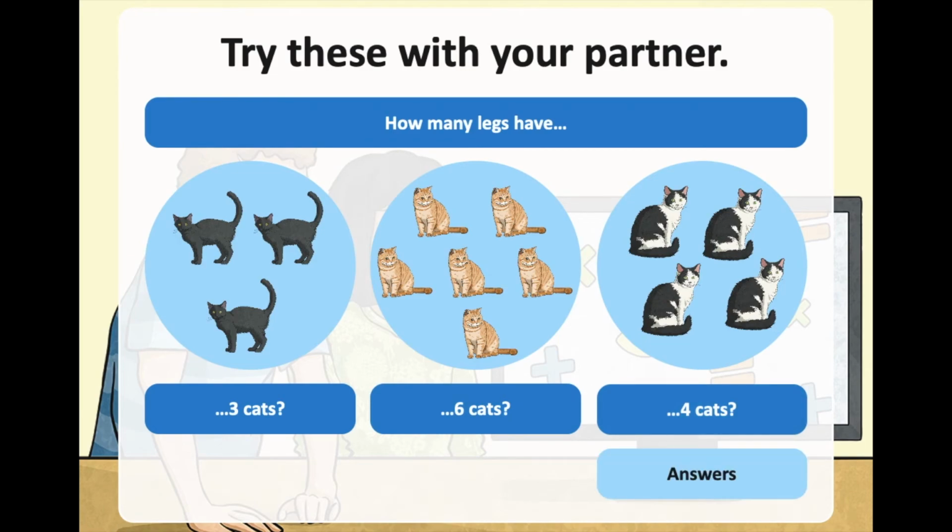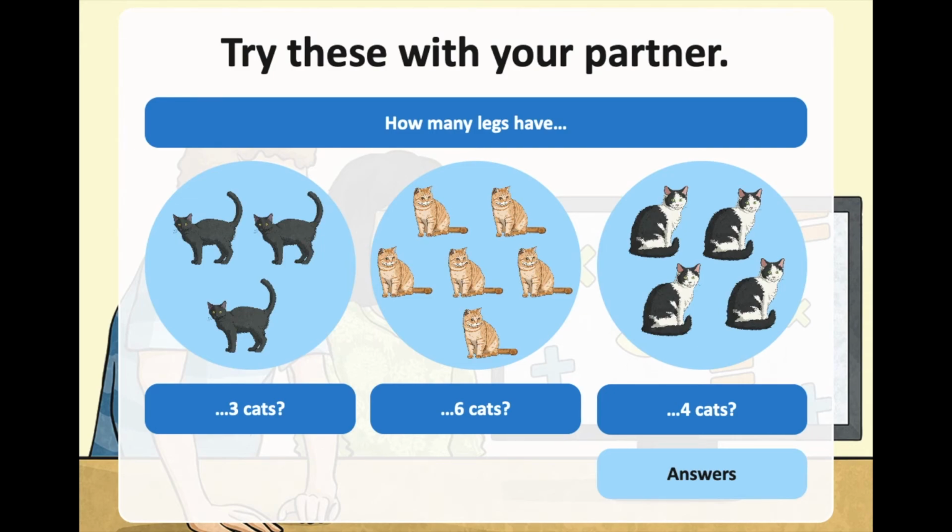How many legs have? I'm going to pause it here and I want to see if you can solve the multiplication number sentences for these 3 questions and the answers. Okay, so I'll give you a clue, there are 3 groups here with 4 legs in each, and you need to write the answer. All right, so I'll pause it and give it a go.